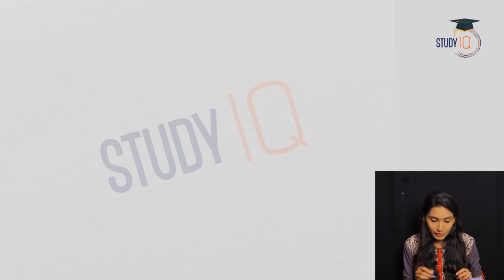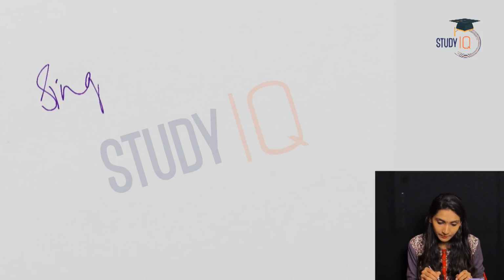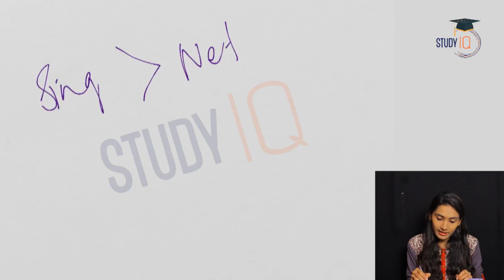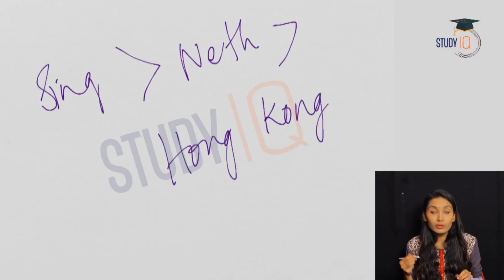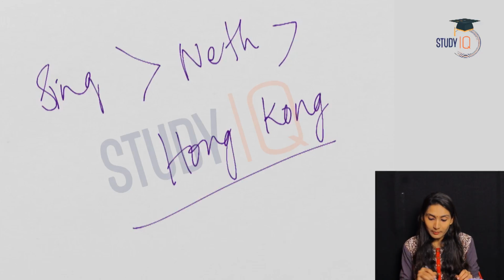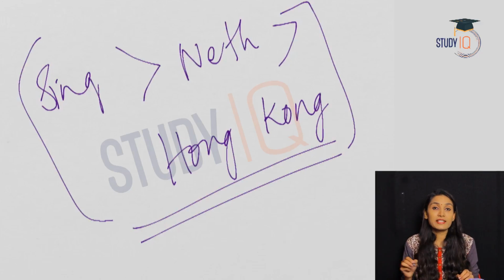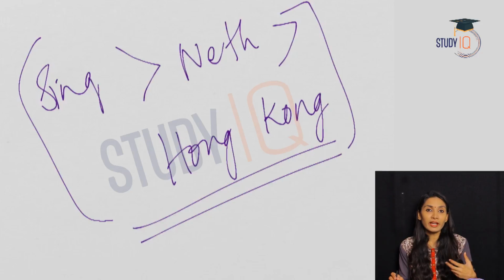The country which has topped the list is Singapore, followed by Netherlands and Hong Kong. So what does it mean? It means that Singapore, Netherlands and Hong Kong perform well with regard to facilitation of trade from their economies.